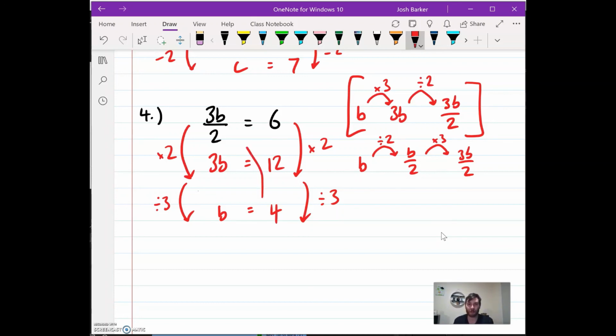So again, do the same thing again. 3 times 4 gives you 12, divided by 2 gives you 6. So you can check your answers are correct like that.